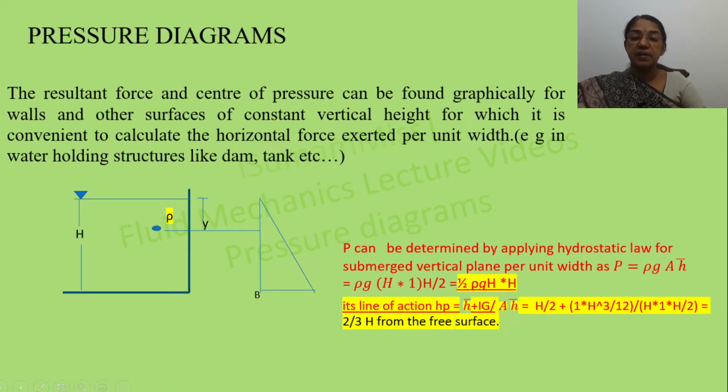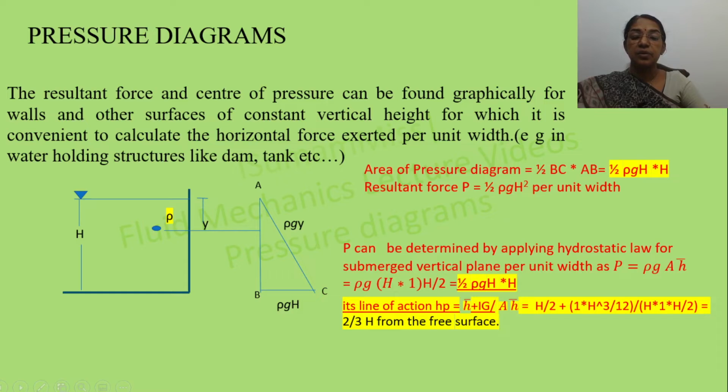Since this surface is plane and it is vertical, pressure varies linearly, that is P equal to 0 at this point and P equal to maximum, that is rho gh, at the bottom. So this triangle represents a pressure diagram, and the area of this pressure diagram equal to half BC into AB, which is equal to total pressure force per unit width. So if you are calculating this area, that is half into rho gh into h, same as before, and the centroid of this triangle is at 2h by 3 from this point A.